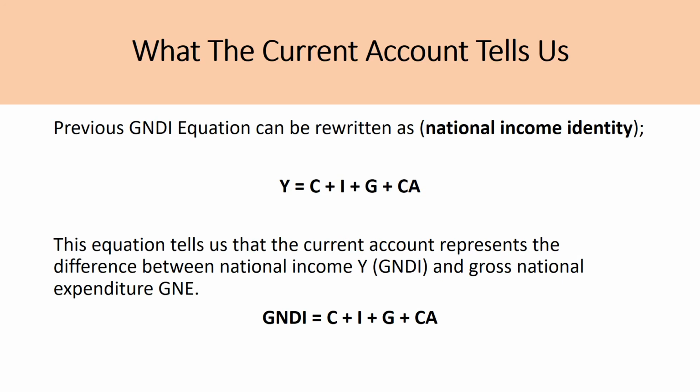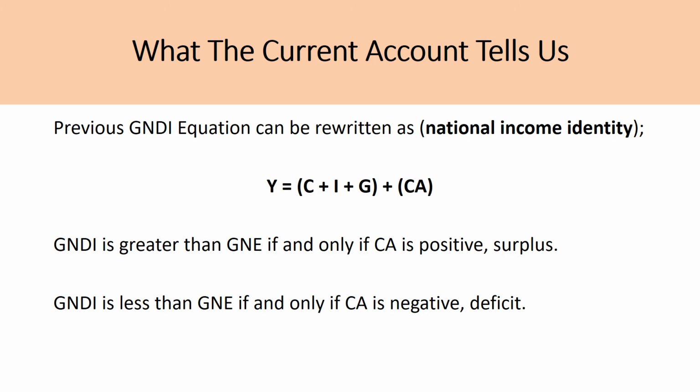Okay? So as we talked about before, the GNDI equation, gross national disposable income, can be written as Y equals C plus I plus G plus CA. Remember, GNE, gross national expenditure, is C plus I plus G. So that's gross, and then adding the current account, which is TB plus net factor income from abroad plus net unilateral transfers, sums up to the current account, equals GNDI. So this is gross national disposable income. This equation tells us that the current account represents the difference between national income, GNDI, and gross national expenditure, GNE.